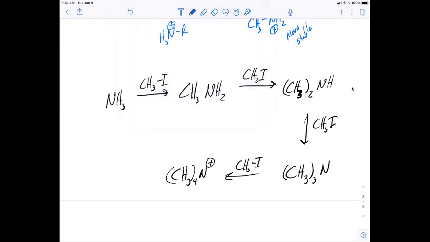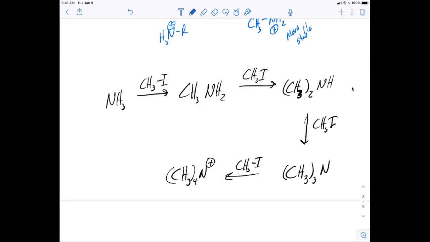And then at the quaternary, right, it's not going to react any further. We've alkylated it all the way. Because every time I add a methyl, I'm making the product more nucleophilic than the starting material. This is going to drive towards the quaternary, right? So it's easy to make quaternary amines from alkylation. It's hard to make primary amines.